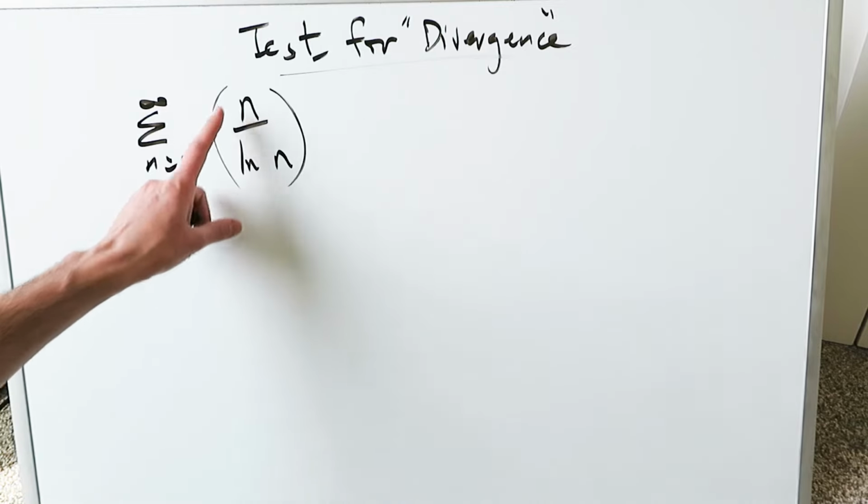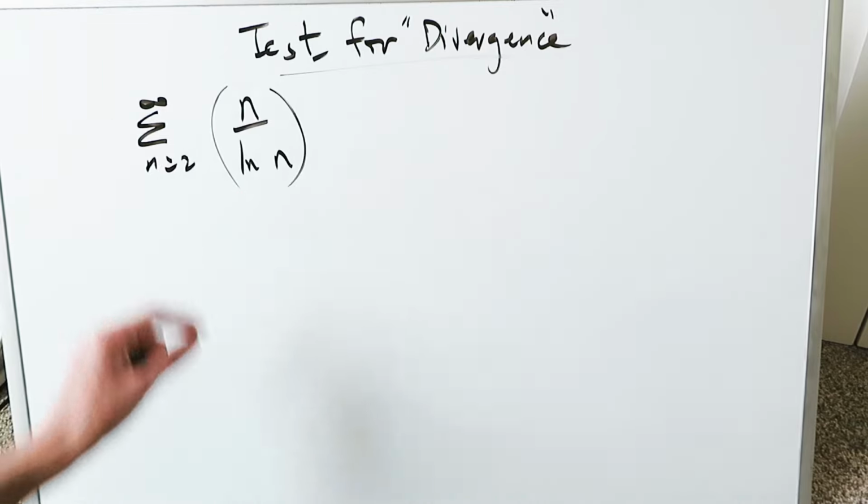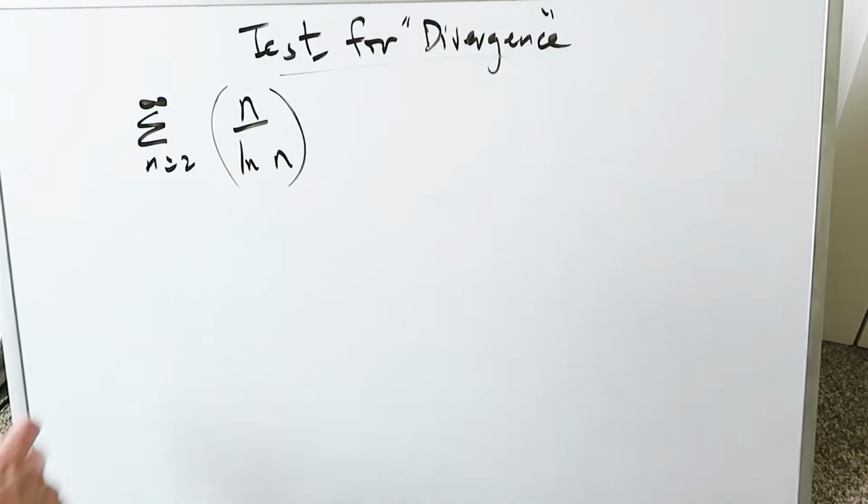Our next question is this: n divided by natural log n from 2 to infinity, because you can't put a 1 here, we'd have a 0 at the denominator, but you can certainly do 2. This right here is your series. Is it divergent or convergent?